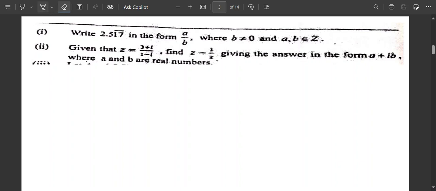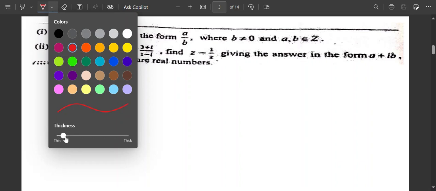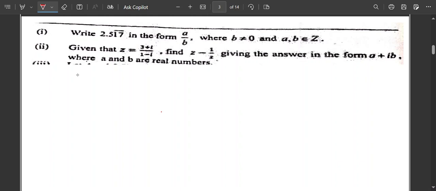Okay, so this is the first question we have here. The question says, write 2.517 bar in the form of A over B, where B is not equal to 0. A and B are just members of integers. So we are going to express it in the form of A over B. So what do we do? We let a variable, let x be equal to the same thing you have there, 2.517 bar.